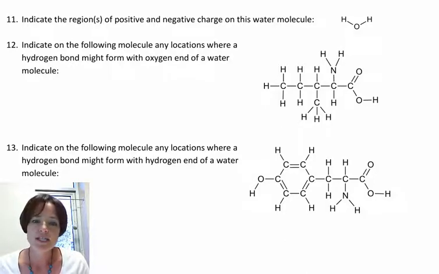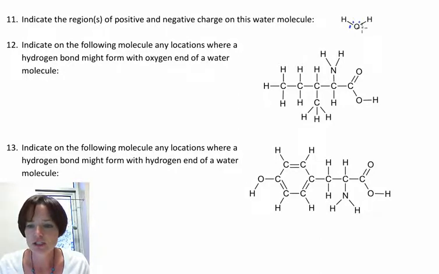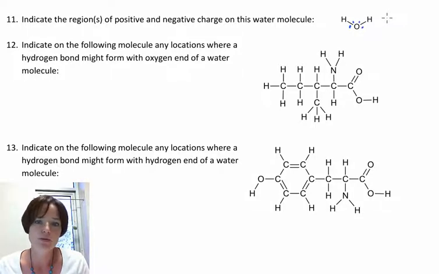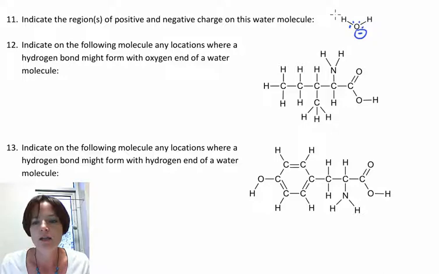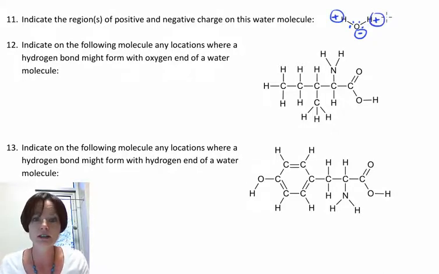On number 11, we want to indicate the regions of positive and negative charge on the water molecule. When you look at water molecules in detail, these are going to be polar covalent bonds, and that means that the electron is shifted over towards the strong member of that covalent bond, which is the oxygen. When that happens, you have extra electrons, or extra negative charge, on the oxygen end, so that's where my negative would be. And then we're short on electrons over on the hydrogen ends, so that's going to make those a little bit positive.